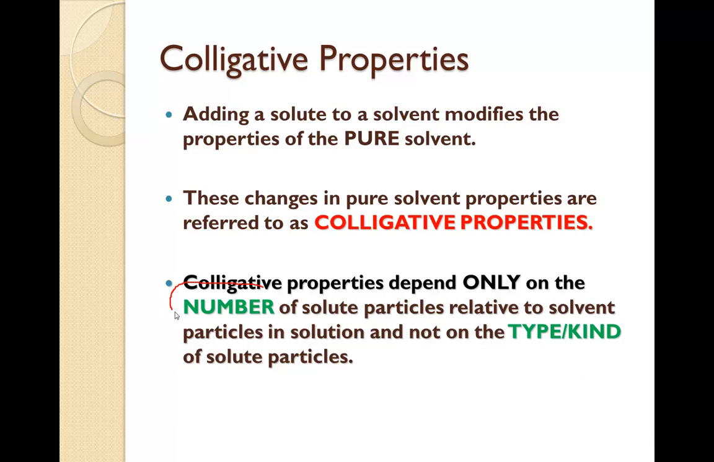Note that it is the number of the solute particles relative to the solvent particles in solution, and not the type or kind of the solute particles. So what that means is if we have NaCl dissolving in water, we have one Na and one Cl that's being broken apart. Whereas if we have CaCl2, then suddenly we have one Ca, but we have two chlorines there. So therefore there's going to be a bigger change with CaCl2 because of the quantity.